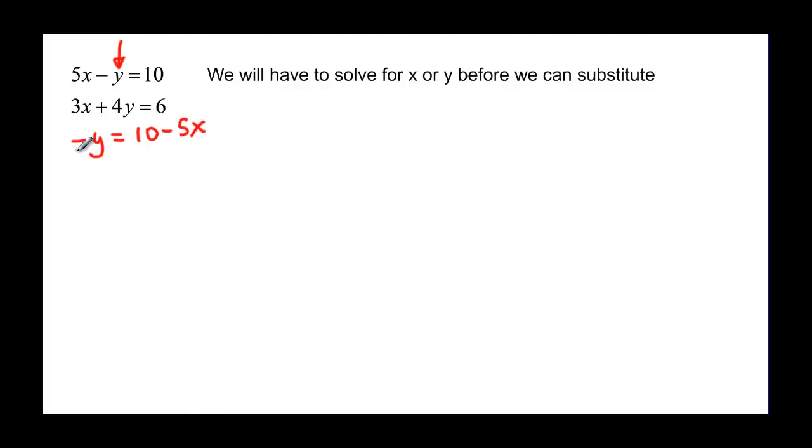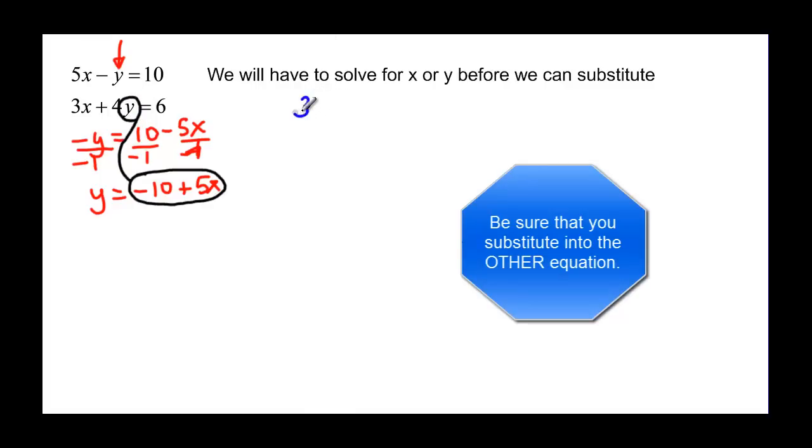And now we have to divide everything by negative 1 so that we have a positive y. So y is going to be equal to negative 10, and a negative times a negative is a plus 5x. I'm going to substitute negative 10 plus 5x into this y right here.